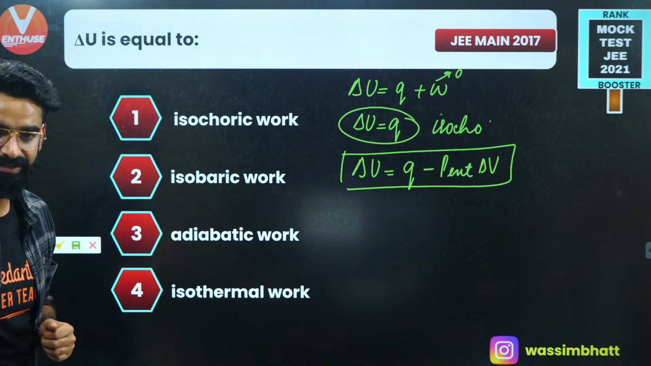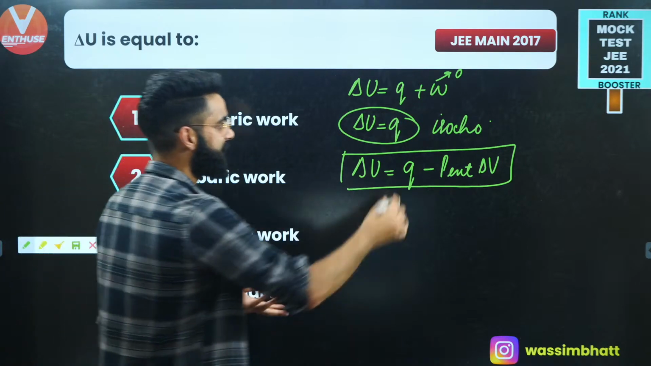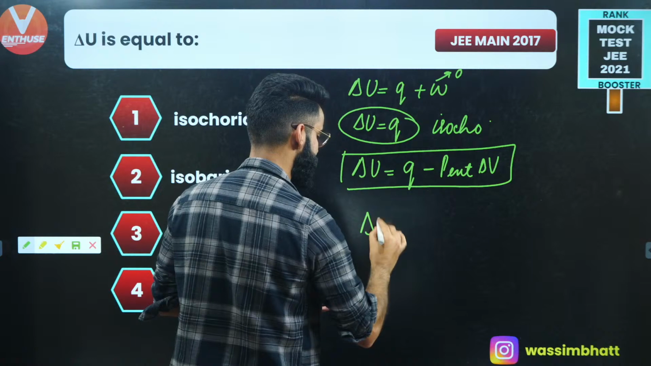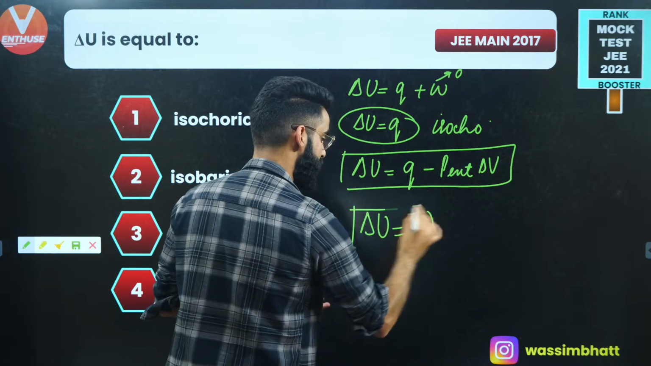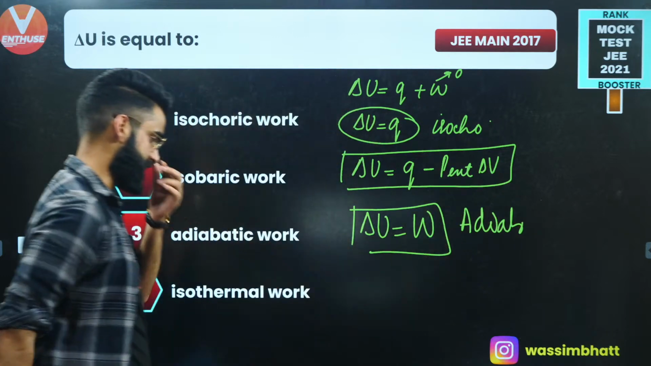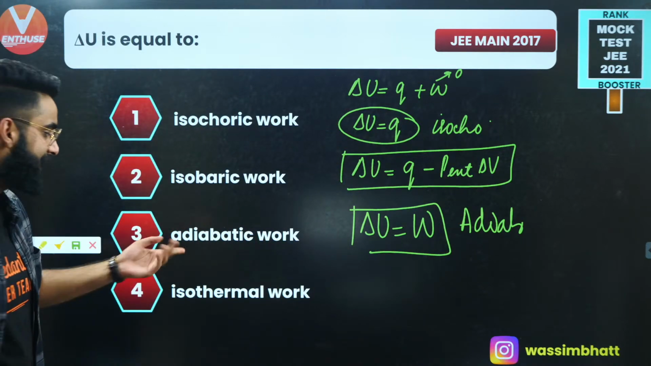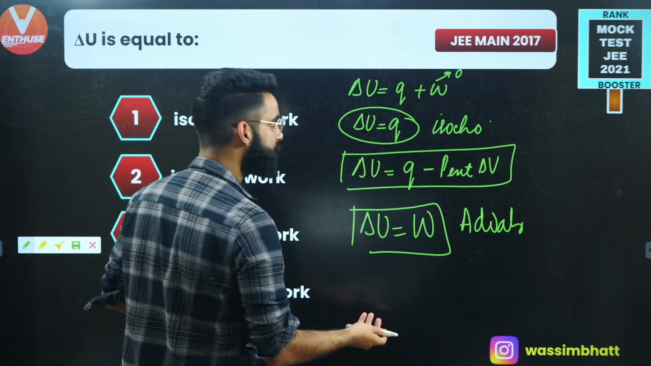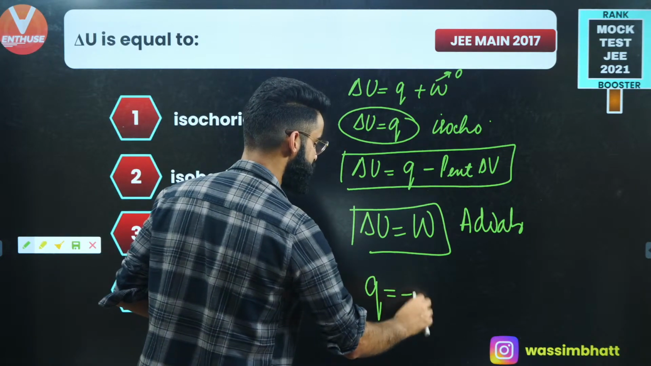In case of adiabatic process, Q is 0. That means delta U is equal to W. Delta U is equal to W in case of adiabatic process, right? Okay. And in case of isothermal process, delta U is 0. If delta U is 0, Q is equal to minus W.